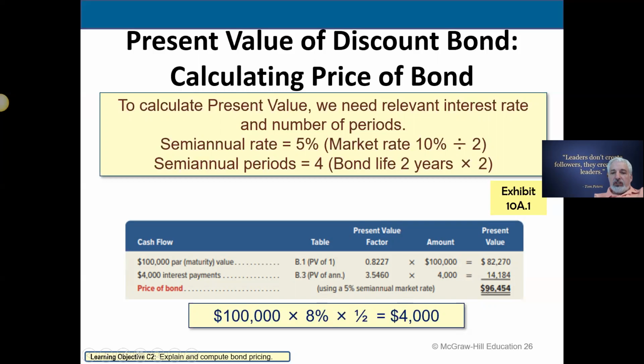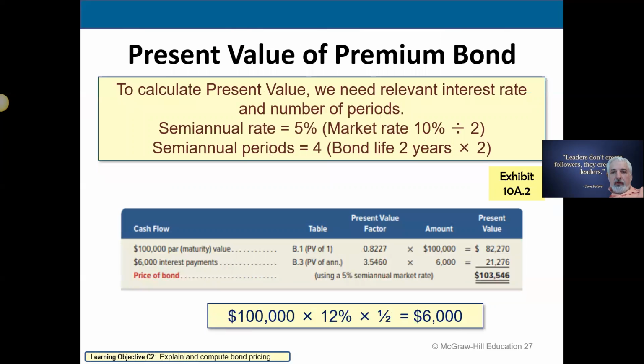So the price is less. I can't get as much because the market's going to pay more than I'm willing to pay, or than I stated when the board of directors approved it and sent it out to print them and sell them. Premium, actually opposite. The market rate was less than the stated rate. And then you've got the premium.